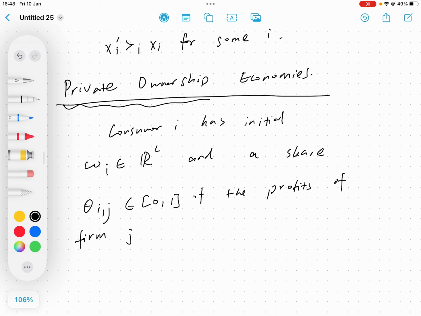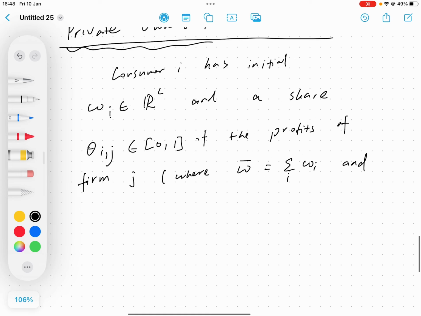Okay, so omega bar will be the summation over i of those omegas. And we're going to say that the theta summing over i has to be 1, right? And it is true for every firm j.